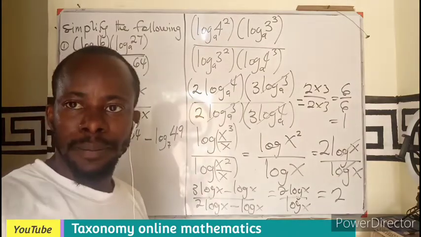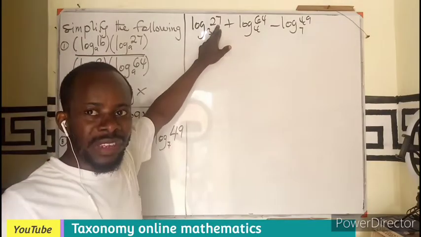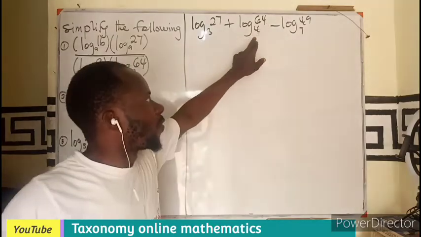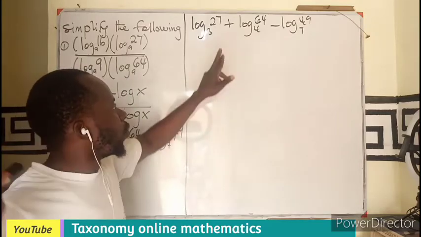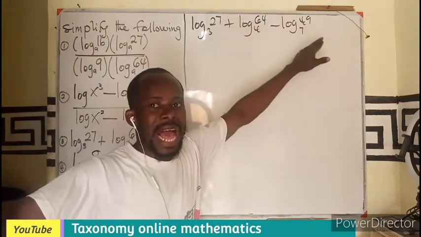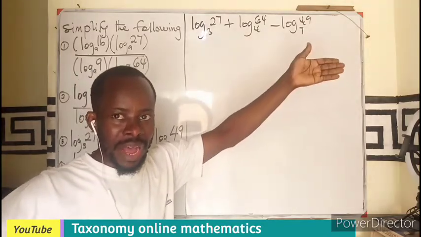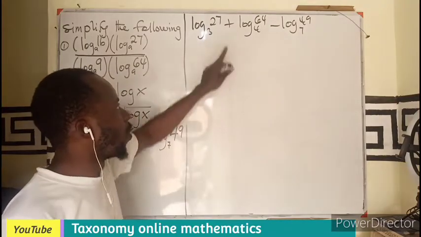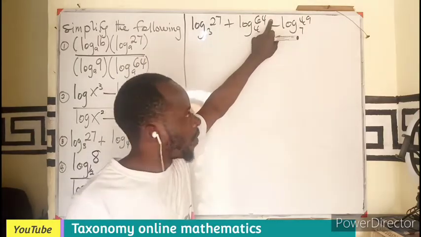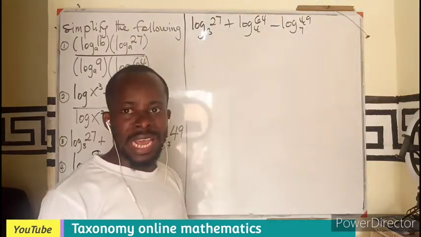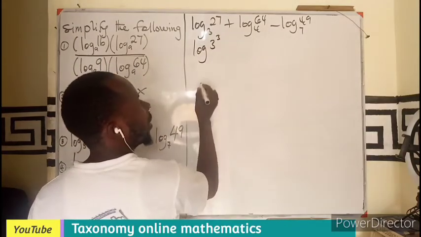Alright, let's take the third one. So number 3. Don't forget, log 27 base 3, log 64 base 4, log 49 base 7. The bases are different. So now we can try to break down the numbers, the arguments, to see if we can get the base in it as a base having an exponent. So in this case, I know 3 exponent 3 gives me 27. 4 exponent 3 gives me 64. 7 exponent 2 gives me 49. So I represent them by that. Log 3 exponent 3 base 3.